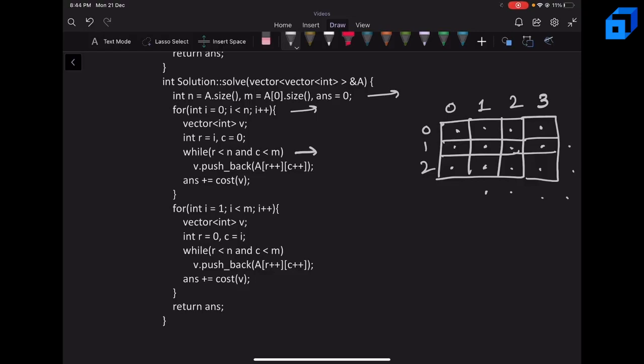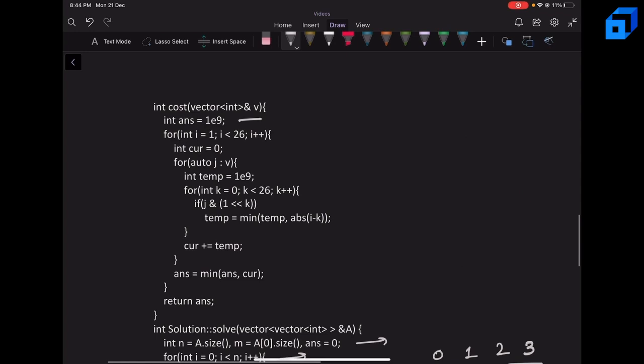So you can see it in the code. While r is less than n and c is less than m, we append a[r][c] and increment r by 1 and c by 1. Now we add the cost of v to our answer. We'll see how to find the cost of v as we discussed. Again, we'll start from 1 to m, that is these 3 places or m minus 1 places. Now our current row is 0 and the column is i. While again the same thing, while r is less than n and c is less than m, we append a[r][c], increment r by 1 and c by 1, add cost of v to our answer, and we return the answer. So the only thing left is to find the cost.